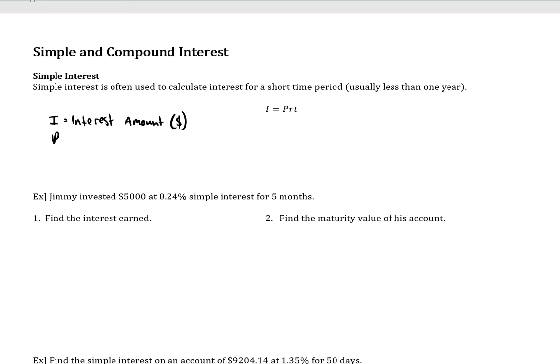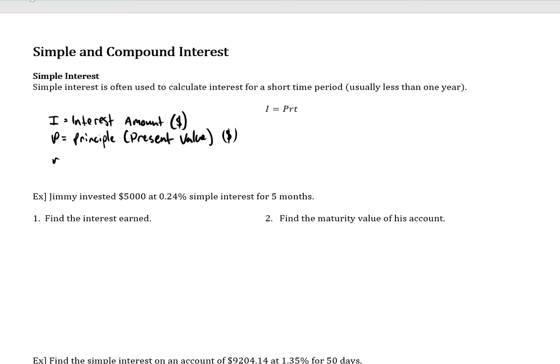P is called the principal, or you can also say the present value, which they might use more often, and it's also in dollars. The present value is like the amount that you're putting into something to earn interest, or something that you need to pay interest on.